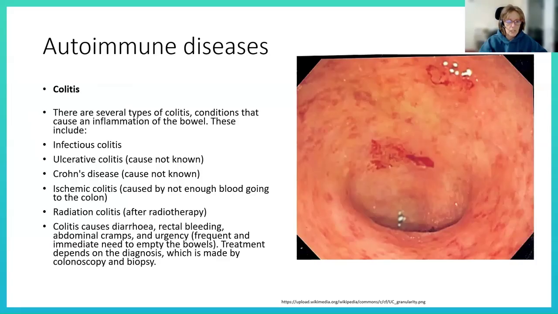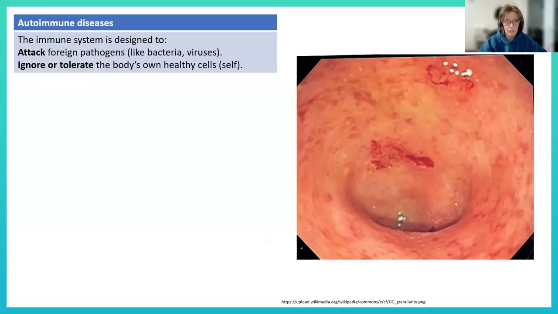Ulcerative colitis and Crohn's disease are just in different areas of the bowel. You can get radiation colitis after radiotherapy. The symptoms include really horrible, painful gastrointestinal problems: diarrhea, rectal bleeding, abdominal cramps, and urgency, so needing to empty the bowels very frequently. Diagnosis is made by colonoscopy and biopsy, which is really invasive and painful.